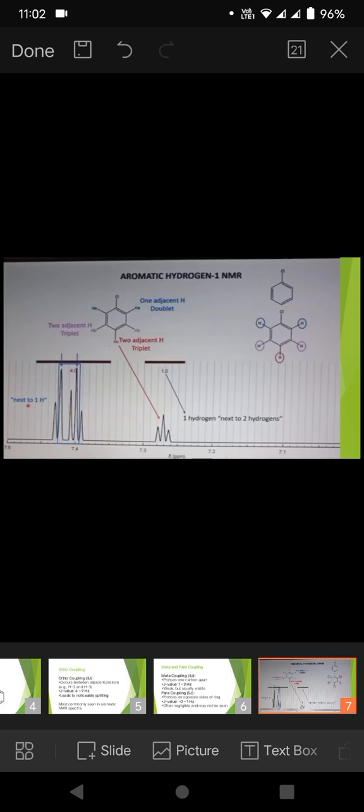So I will explain it more with the help of a spectrum. So here is the spectrum of chlorobenzene. Here is the structure of chlorobenzene, and you see the protons at ortho, para and meta positions are denoted by different colors. The protons at the ortho position give a doublet peak and the protons at meta and para give a triplet. It is the same for the left side of the ring.